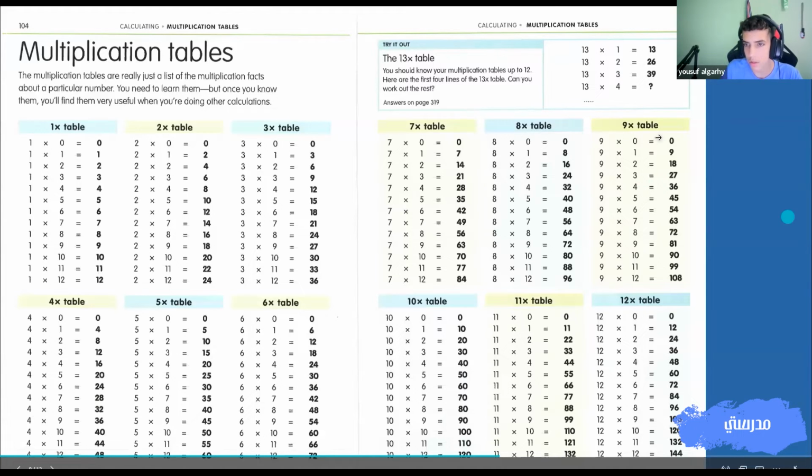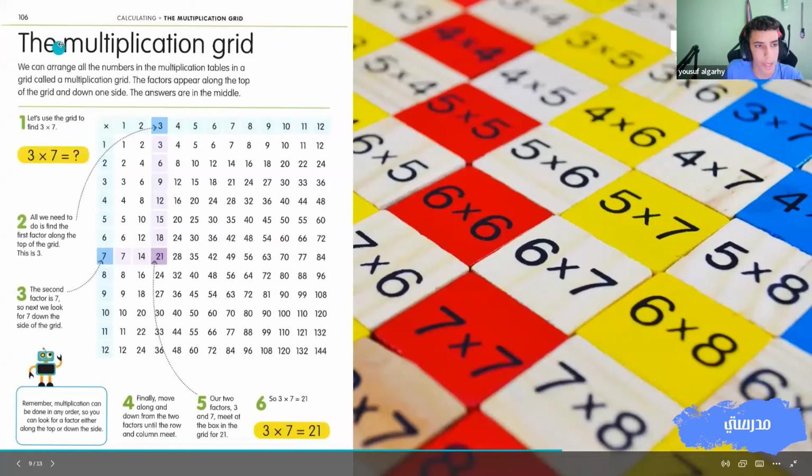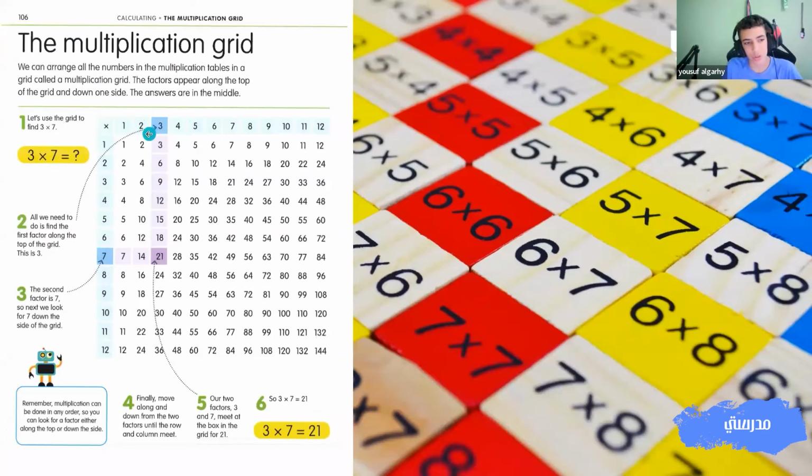So yeah, let's go on to the next one. Okay, so now we're going with the multiplication grid. The multiplication grid might look scary at first, but it's actually really easy.